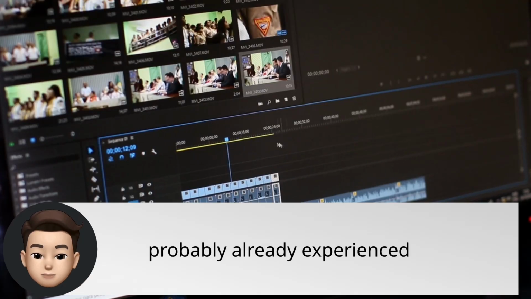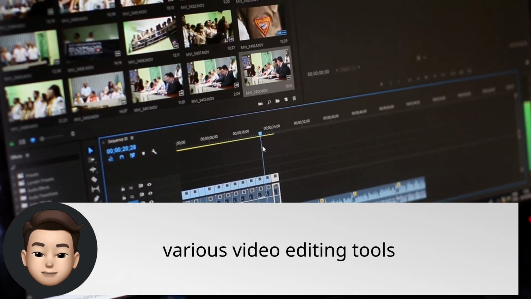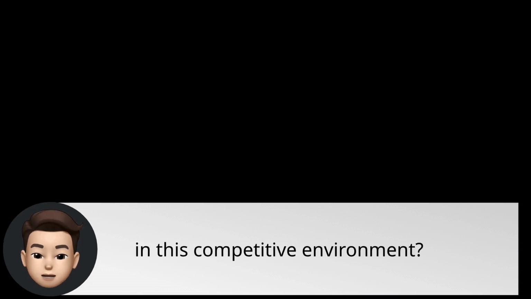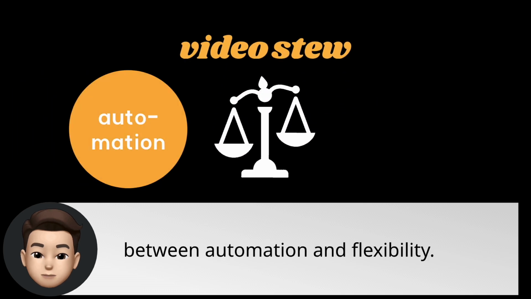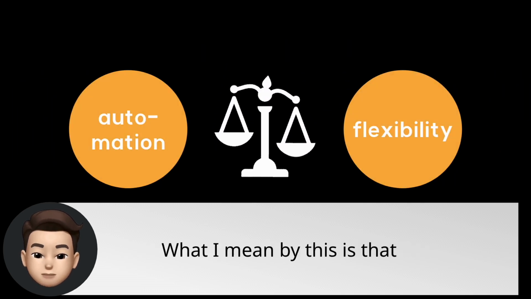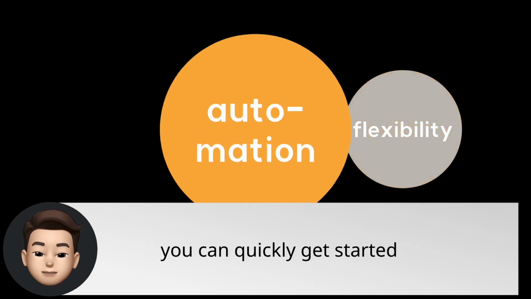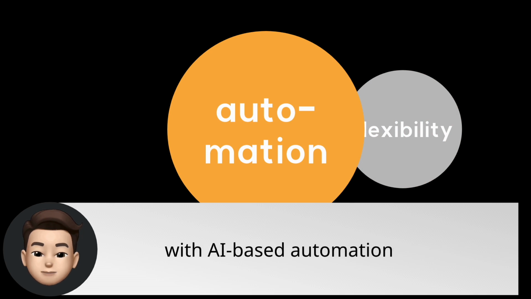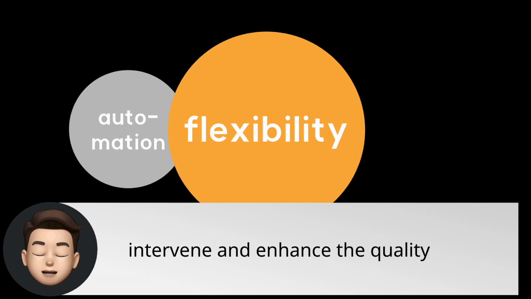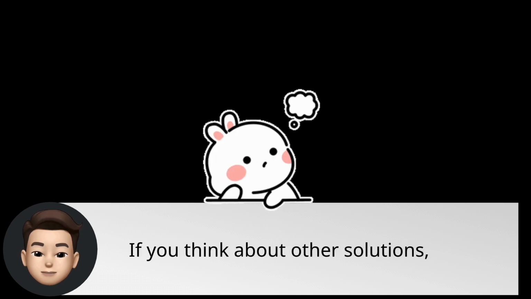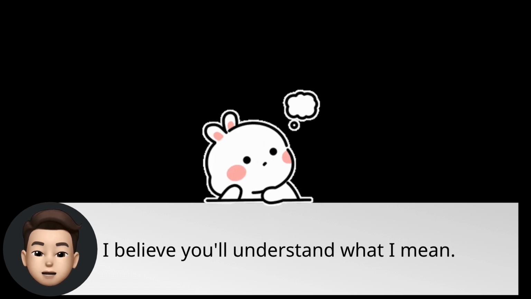Many of you have probably already experienced various video editing tools besides VideoStew. So what sets VideoStew apart in this competitive environment? I would say it's the perfect balance between automation and flexibility. What I mean by this is that you can quickly get started with AI-based automation, while still having the ability to manually intervene and enhance the quality as much as you want. If you think about other solutions, I believe you'll understand what I mean.